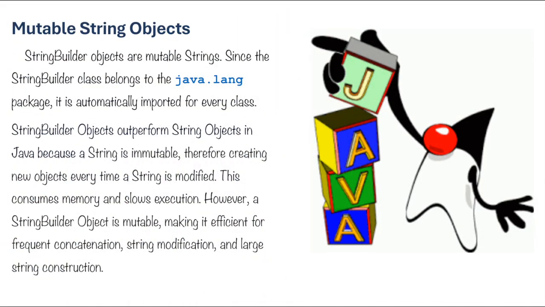StringBuilder objects are mutable strings. Since the StringBuilder class belongs to the java.lang package, it is automatically imported for every Java class. StringBuilder objects outperform string objects in Java because a string is immutable, therefore creating new objects every time a string is modified. This consumes memory and it slows execution. However, StringBuilder objects are mutable. This makes for more efficient and frequent concatenation or string modification, or for large string construction.